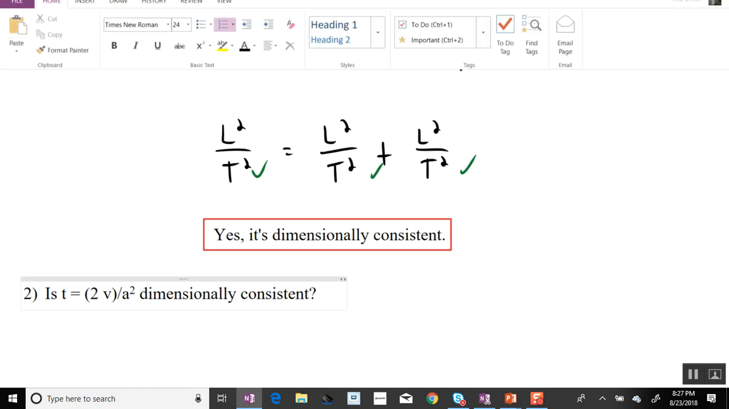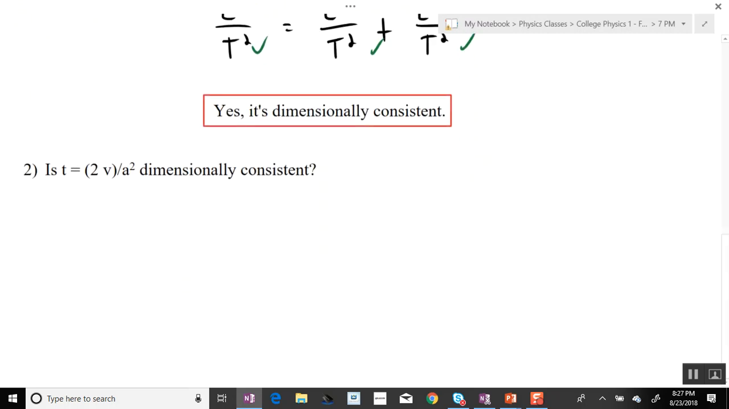Okay, so let's figure this out. What we want to do is look at the dimensions of t on the left-hand side, and then the dimensions of v, once again ignoring the 2, and then it's divided by the dimensions of a squared.